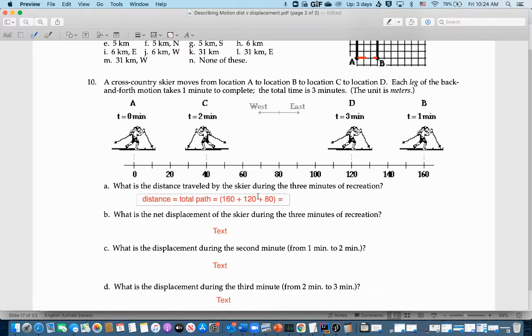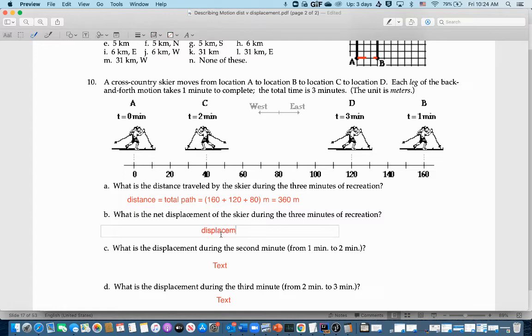So I add all these up. I'm going to go ahead and add up 120 and 80 first. To me, that makes the most sense because I know 20 plus 80 is 100. So that's going to give me 200. 200 plus 160, that's 360 meters right here. The meters on the outside of this right here, so I don't lose my unit. Now remember, this is distance, so I don't care about direction. Well, now it's part B. What is the net displacement of the skier?